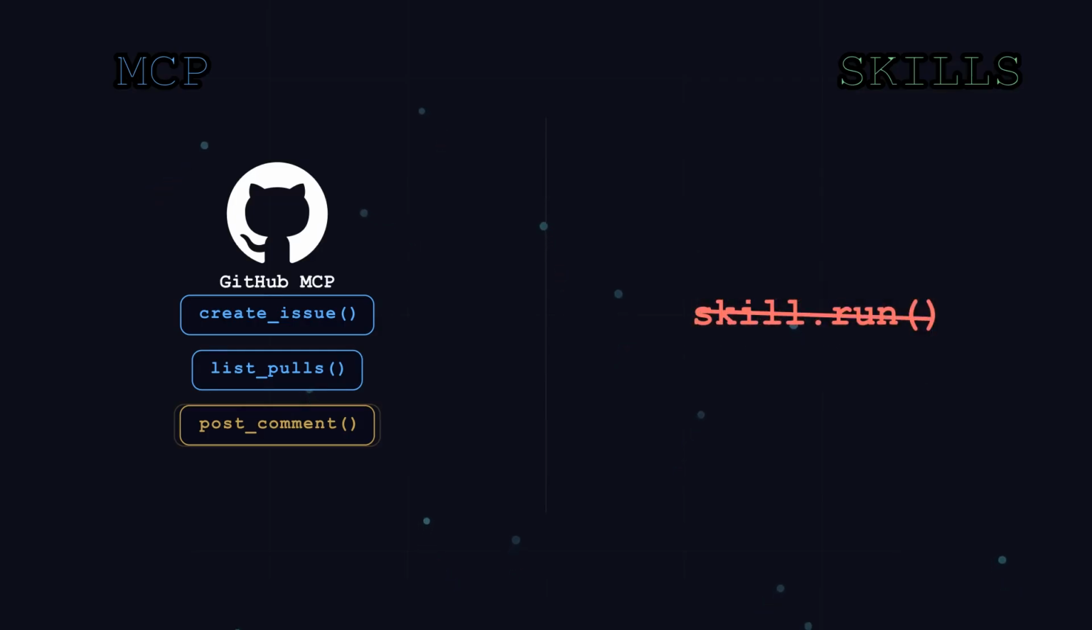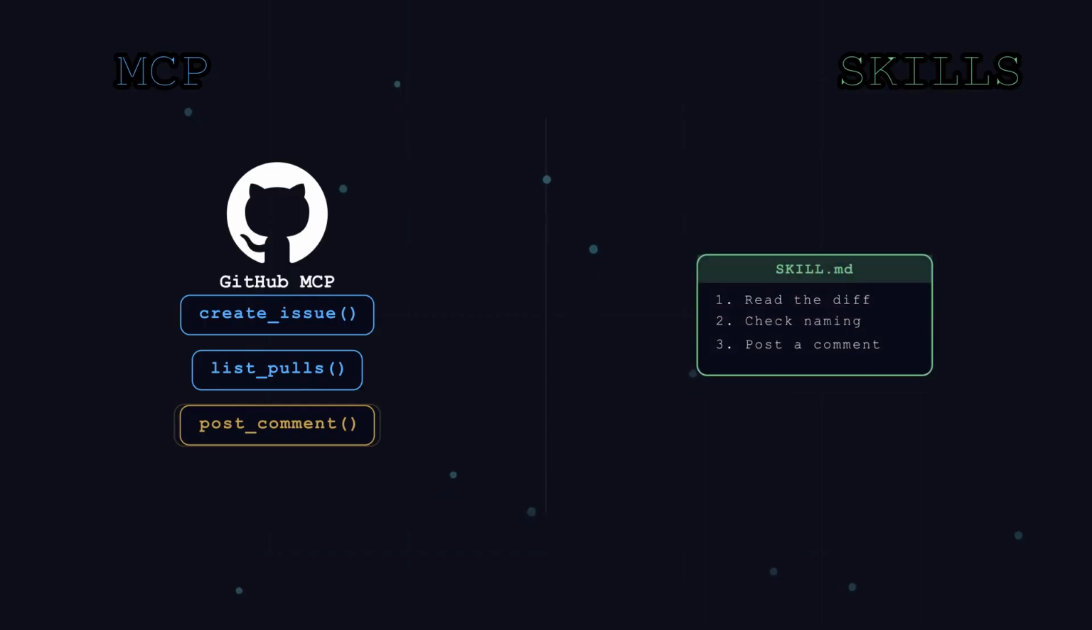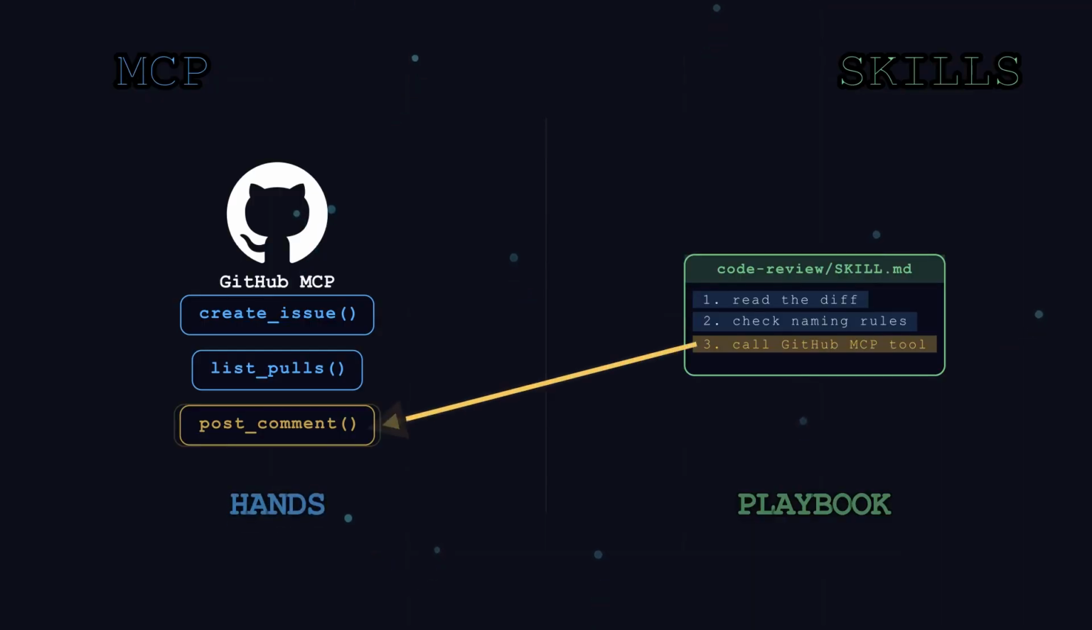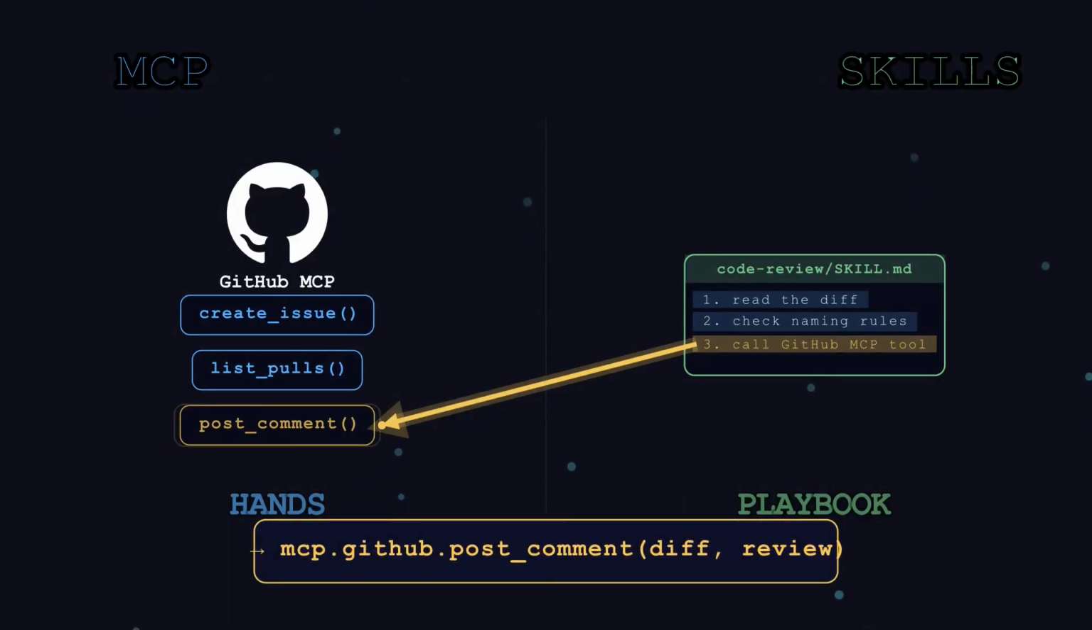A skill doesn't expose a callable function. It teaches the agent procedure, the order of steps, the team's conventions, what to do first. Look at our code review skill. The body says, read the diff, check naming rules, then call the GitHub MCP tool to post the comment. The skill is the playbook. MCP is the hands. You compose them. The skill body literally references which MCP tools to call and when.